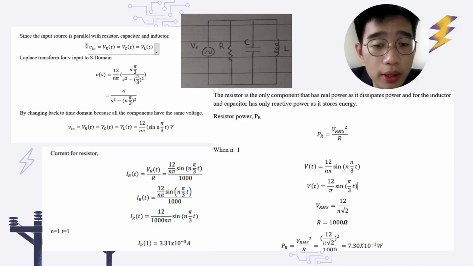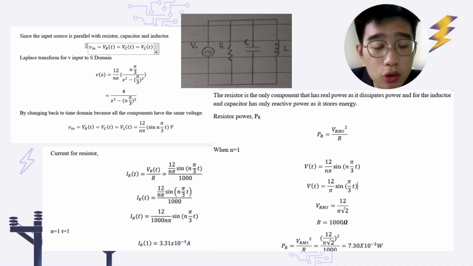For calculating power, the resistor is the only component that has real power as it dissipates power, and the inductor and capacitor have only reactive power as they store energy. So the resistor power we are calculating using the power formula, which is VRMS squared over R.